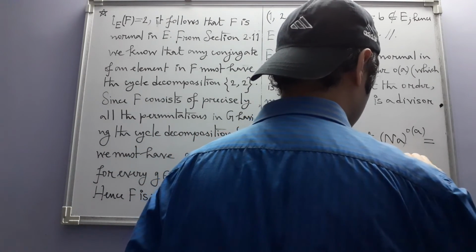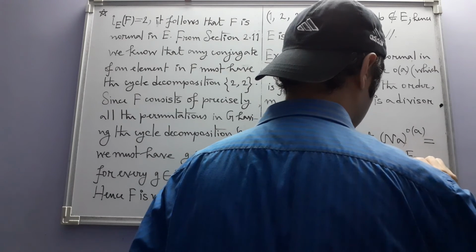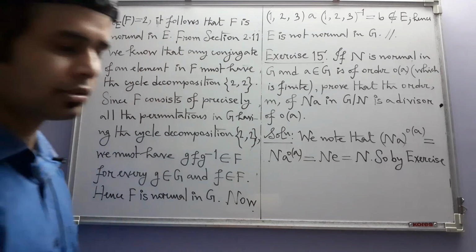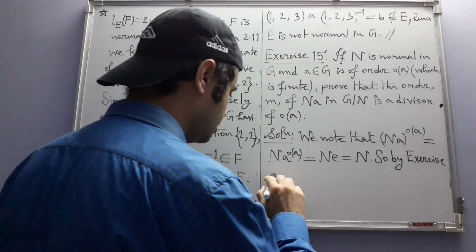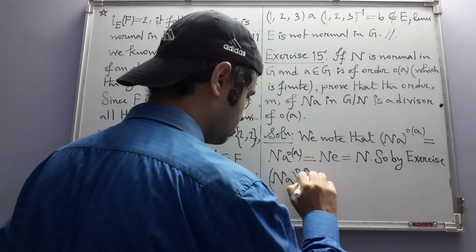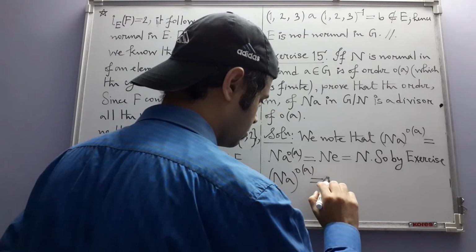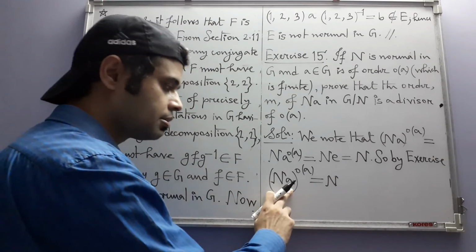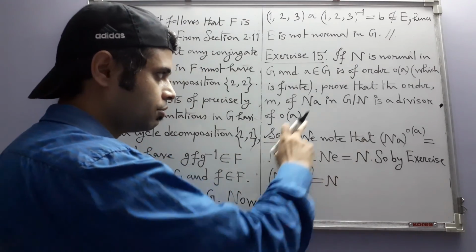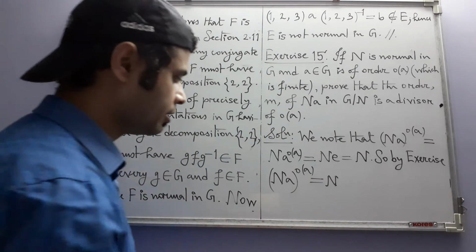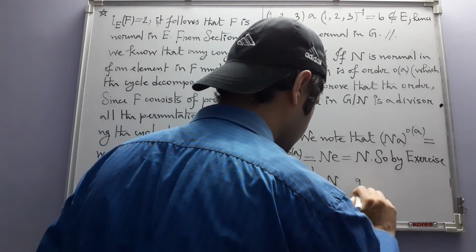So now you look at this equation. The equation looks like this. In other words, this is some element in the group G by N, and this is the identity element of G by N. That is, it looks like this.